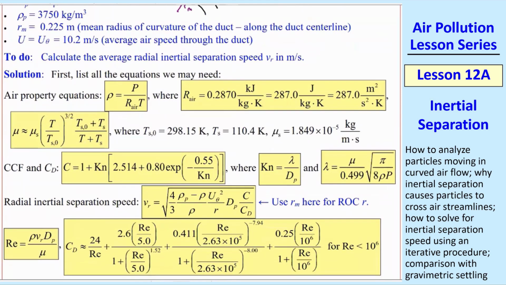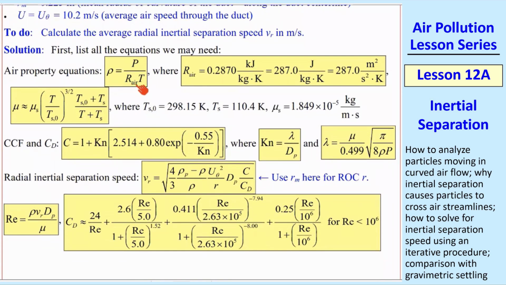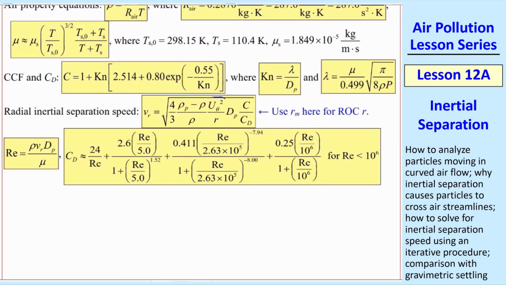Here's all the equations we need. For the air properties, use your ideal gas law. We use Sutherland's law for mu. We use Cunningham, where we need to find lambda and Knudsen number. This is all review. This is the same equation I had called equation 1, and I'll use Rm here for the radius of curvature r. And then Reynolds number and Morrison's CD equation. This is the same as we did before, except this term u theta squared over r is the acceleration instead of gravity. It's kind of like a fake gravity term.